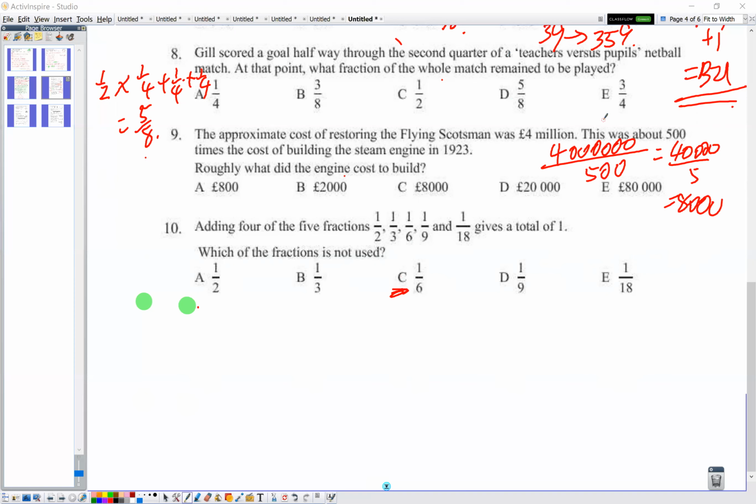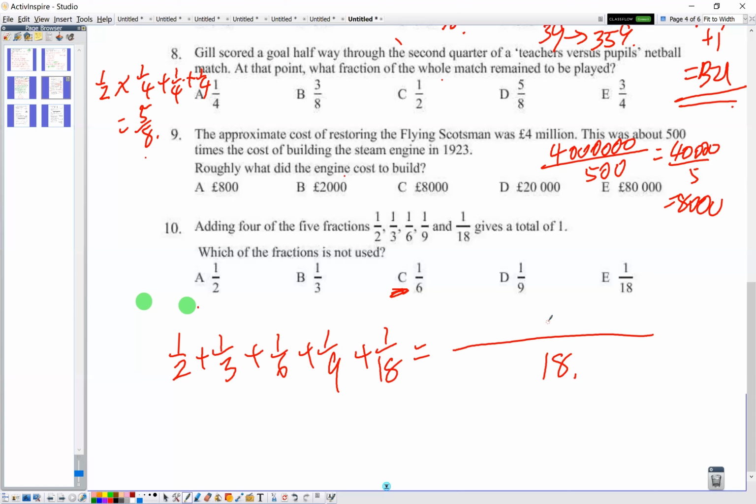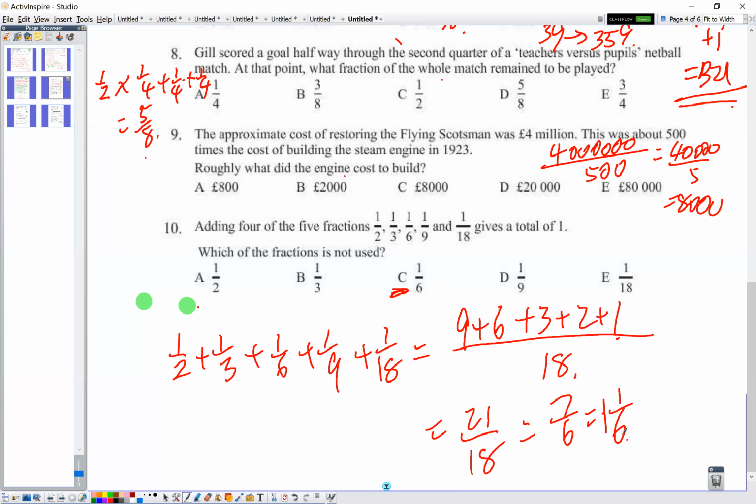Okay, let's explain this one. So what we have to do, the 5 fractions, we add them up, is 1 over 2 plus 1 over 3 plus 1 over 9 plus 1 over 18. We add them up. So this is 18. You can get 9 plus 6 plus 3 plus 2 plus 1. Add them up. So it becomes 21 over 18. 21 over 18 is 7 over 6. Is 1 over 6. So the fraction is not used is 1 over 6. That's why. Okay. So this is why the answer is 1 over 6. Now let's move on.